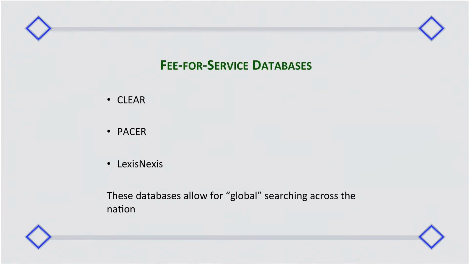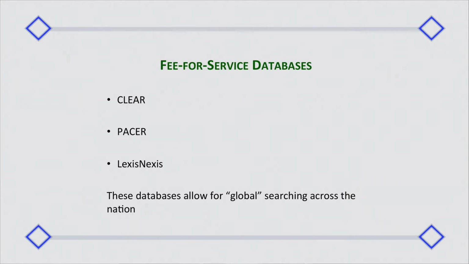There are a number of fee-for-service databases which can provide detailed information about a company. CLEAR is an investigative research system that provides information about a person or business from proprietary resources and public records. Hopefully, your region has a subscription to use this service.